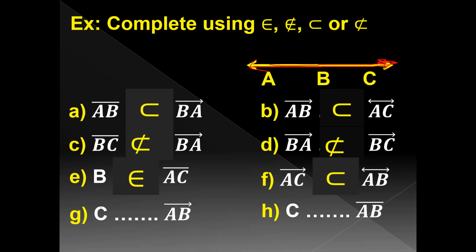Point C, we will complete by using what? Belong or not belong? C and AB ray. We will find that point C belongs to AB ray. Point C and AB line segment. Pay attention. This point does not belong to AB line segment.